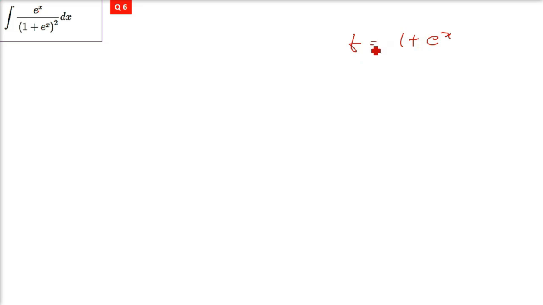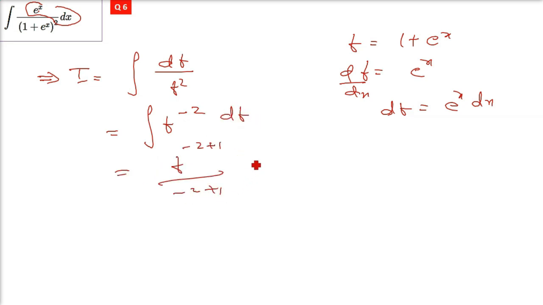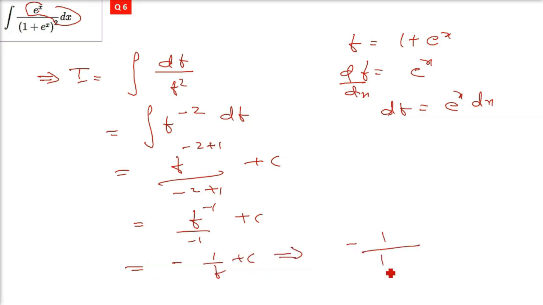So if we place 1 plus e raised x as t, dt by dx will be simply e raised x. So dt will be equal to e raised x dx. So the numerator is directly as we got. This will be equal to the integration of dt divided by t square, which is t raised minus 2. So it will be t raised minus 2 plus 1 divided by minus 2 plus 1, plus the constant of integration. Minus 2 plus 1 will give you negative, so negative t raised minus 1. This will be minus 1 by t plus constant of integration. T is 1 plus e raised x, so minus 1 by 1 plus e raised x plus constant of integration.